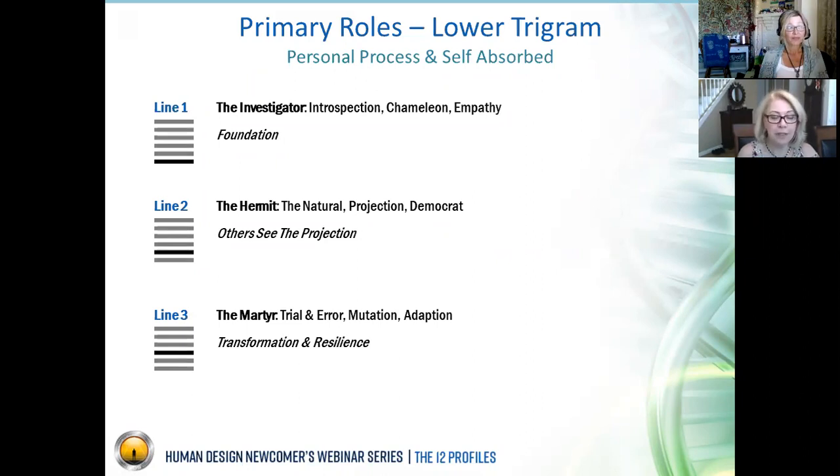Yeah, the third line, the martyr, the trial and error people. Now, neither Lynette nor I have a third line in our profile, but this is about trial and error, mutation, adaptation. Think of the guy walking up the stairs with the wine glasses in the chair. It's a very, very deep process of discovery. And third lines are very resilient. So if you have a third line in your profile, I would imagine that you can relate to this, learning the hard way. Life bumps into you, you bump into life. And depending on whether it is a conscious or personality part of your profile, or your design body part of your profile, this will express in different ways. And we'll be getting into that in just a little bit.